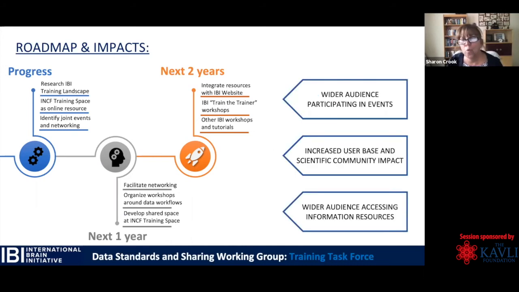And so what we hope is that the impact of these activities will be that we can help these individual brain initiatives gain wider audiences for their events and resources. And then, of course, also we hope that this will increase the user bases for these different data resources, and then in turn create higher scientific impact on the community.